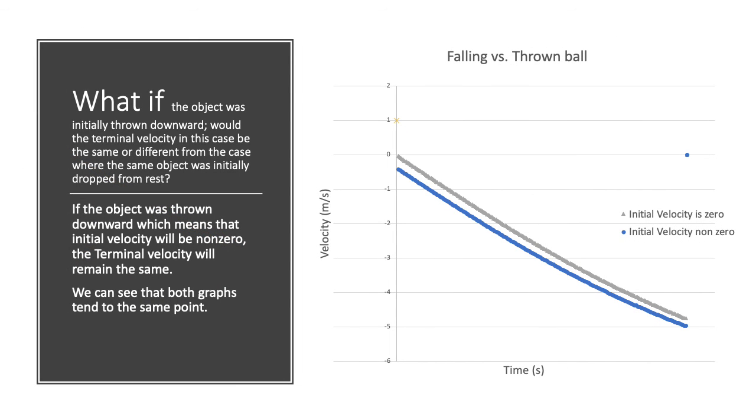What if the object was initially thrown downward? Would the terminal velocity in this case be the same? Yes. If the object was thrown downward, which means that the initial velocity will be non-zero, the terminal velocity will be the same. As you can see on the graph, both lines tend to go to the same max.